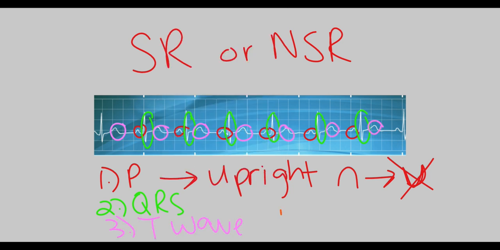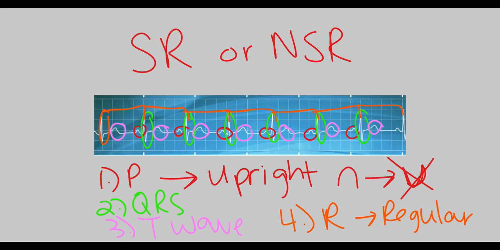Okay, so we also have to take a look at the R waves. The distance from one wave to another has to be equal. If I'm using a caliper to measure the distance, it has to be equal or regular. This has to be regular for it to be normal sinus rhythm.